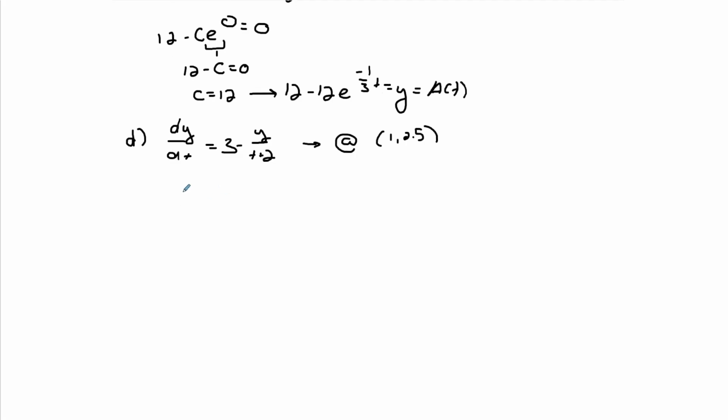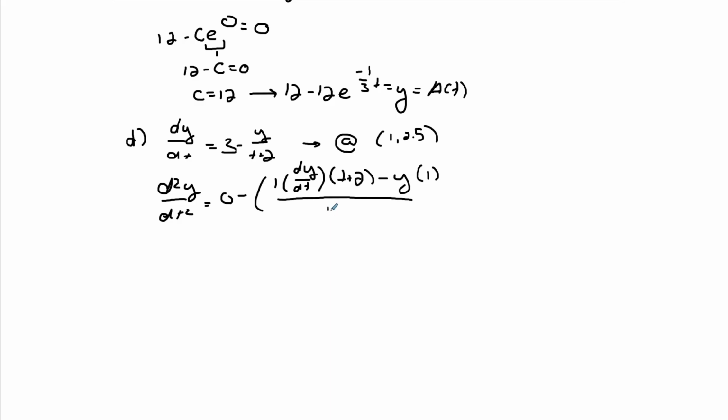So we're going to have to use implicit differentiation here. So we would have d squared y over dt squared equal to 0 minus, and we're going to have to use quotient rule here. So we're going to have 1 times dy/dt, because the derivative of y with respect to t is 1 dy/dt, and then times (t plus 2), and then we're going to have minus y times just the derivative of t plus 2, which is 1, over (t plus 2) squared. So now the problem is, what is this derivative? What is dy/dt? Well, we can then just plug in our points to this.